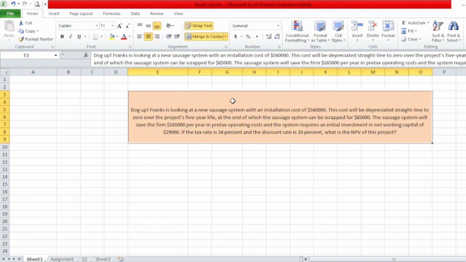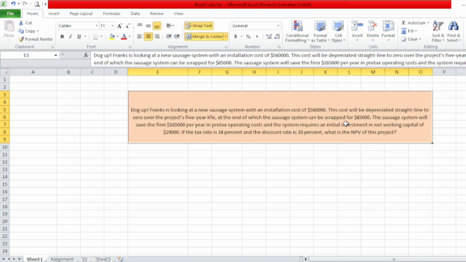In this problem, Franks is looking for a new sausage system with an installation cost of 5,600,000, and the project life is 5 years, and the machine can be sold for 85,000 at the end of its life. The project will save 165,000 annually in operating cost and requires an initial investment in networking capital of 29,000. The tax rate is 34% and the discount rate is 10%. All we have to do is to find out the NPV of this project.